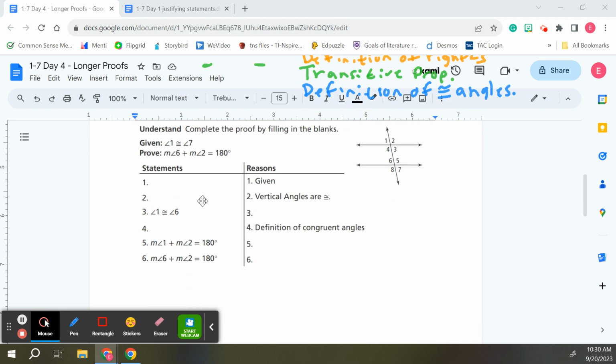All right, so again, we're going to complete this proof by filling in the blank. If we take a look at this, we have angle 1. I'm just going to mark this up. Angle 1 is congruent to angle 7. And they want us to prove that the measure of angle 6 plus the measure of angle 2 equals 180 degrees. So I'm going to start with what's given to me, and that is angle 1 is congruent to angle 7.